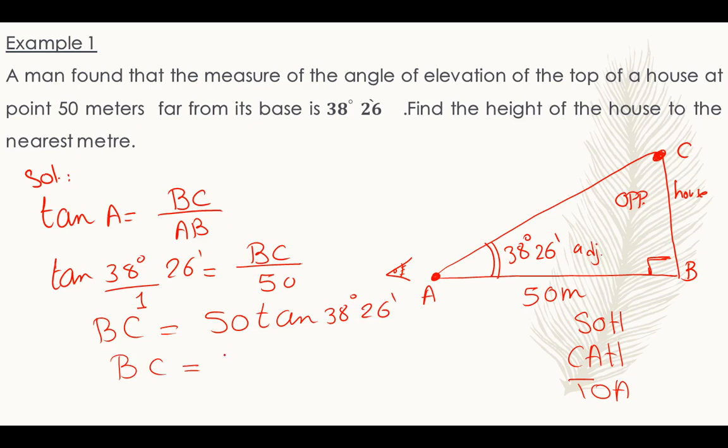By using your calculator, you will find that the height of the house equals 40 meters. So BC equals 40 meters. You can write that the height of the house is 40 meters. Okay, let's go to another example.